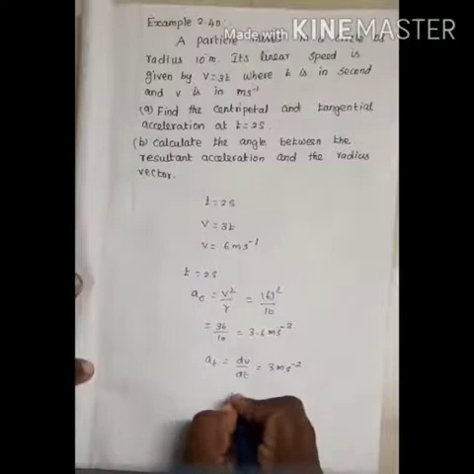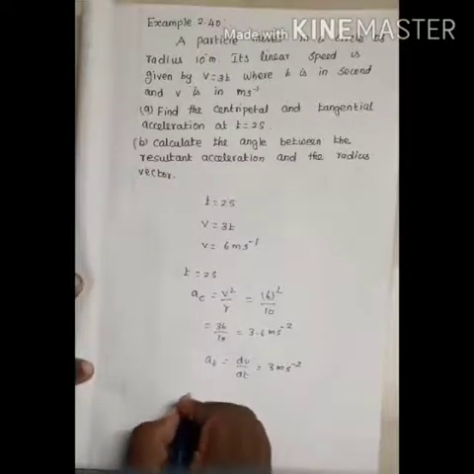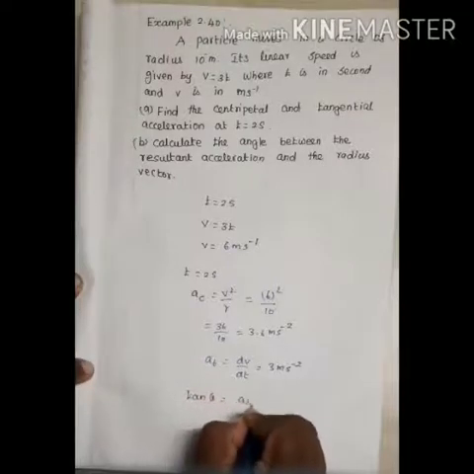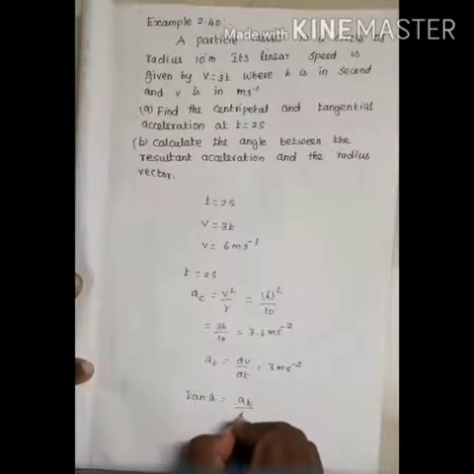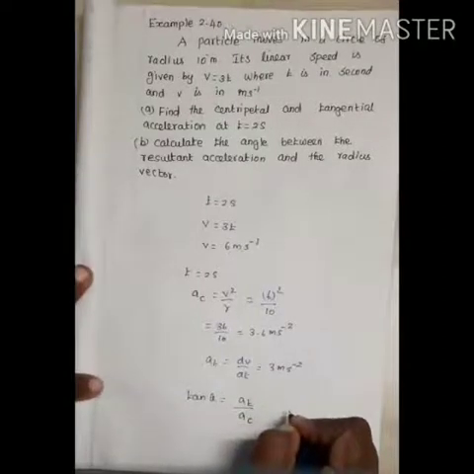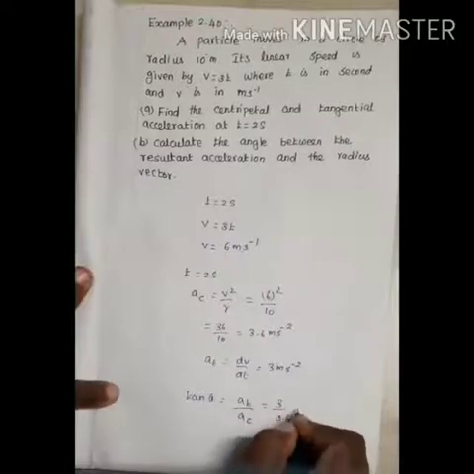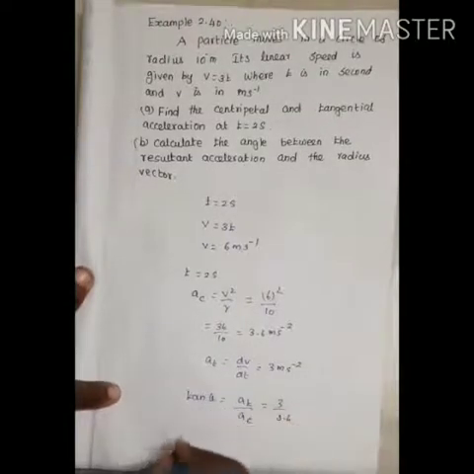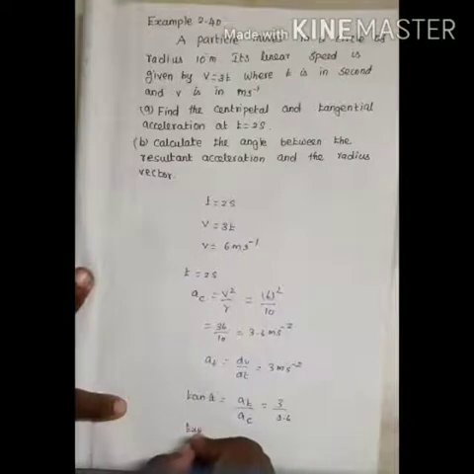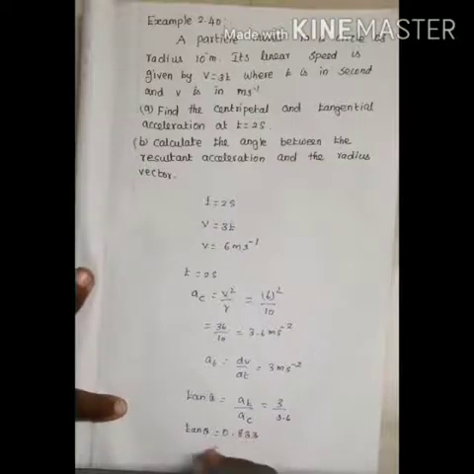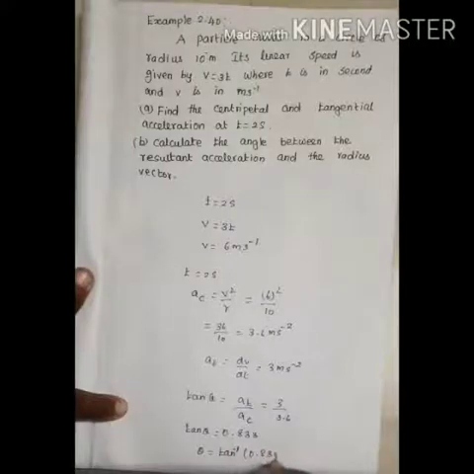The angle between the radius vector and the resultant acceleration is given by the formula tan theta is equal to tangential acceleration by centripetal acceleration. Therefore, 3 by 3.6. Now simplify this equation. Tan theta is equal to 0.833. Now find the value of theta is equal to tan inverse of 0.833.